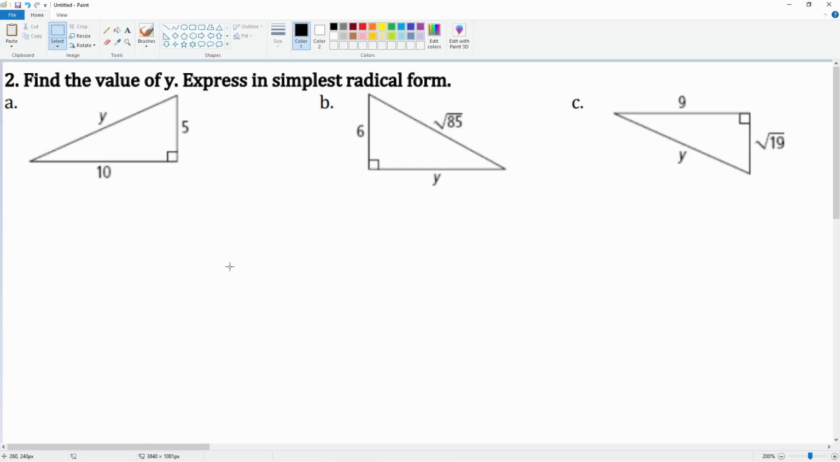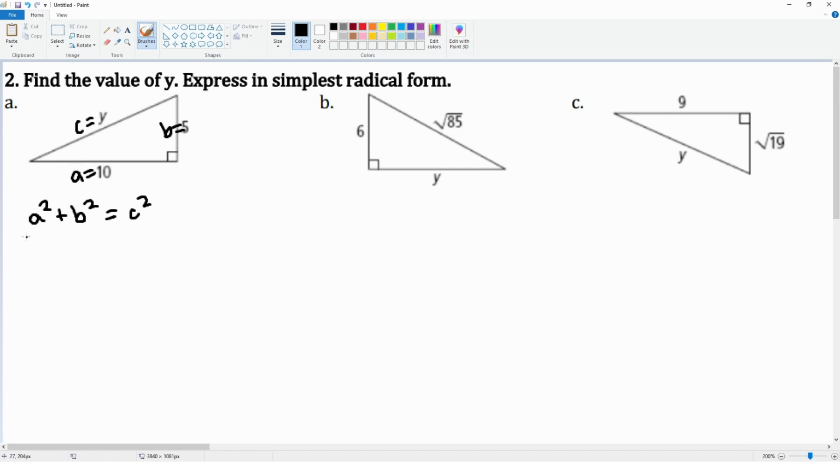Number 2, you're going to find the value of y expressed in the simplest radical form. Notice these are all right triangles, so we can use the equation a squared plus b squared is equal to c squared. Let's make sure we label each part. We can make a equal 10, b equal 5, and c equal y.